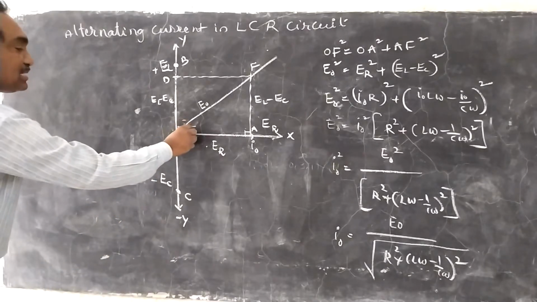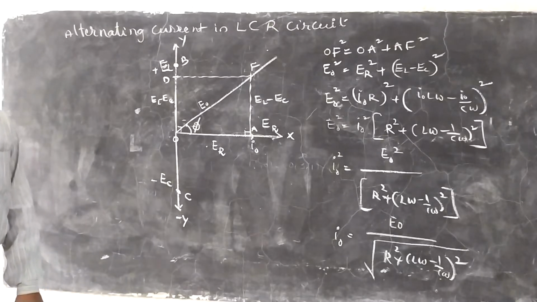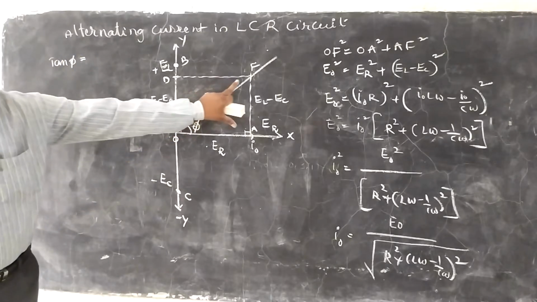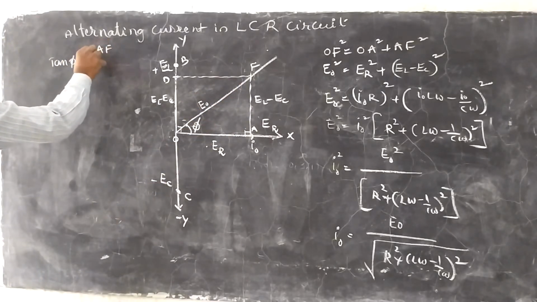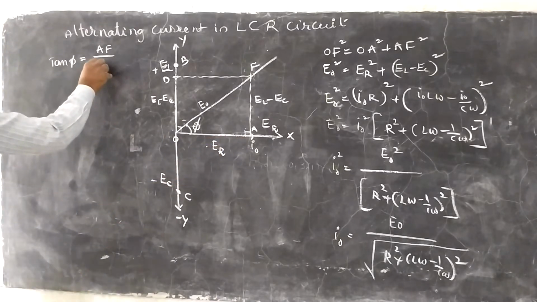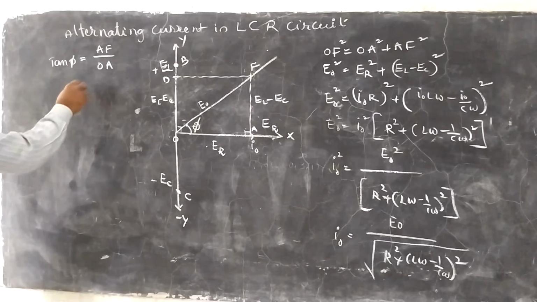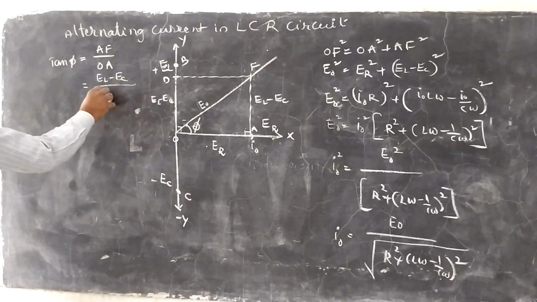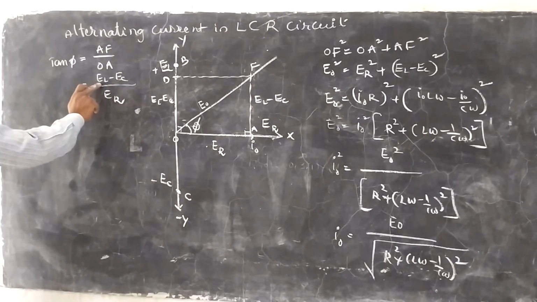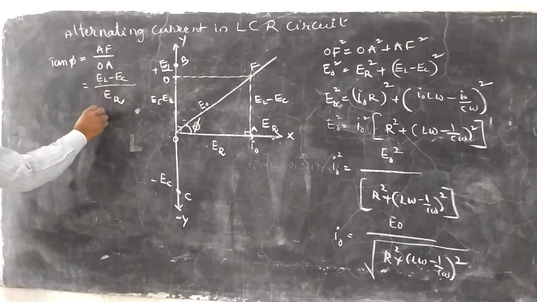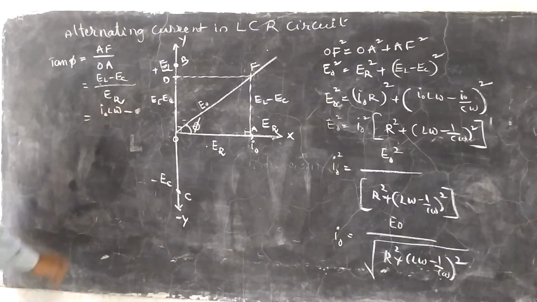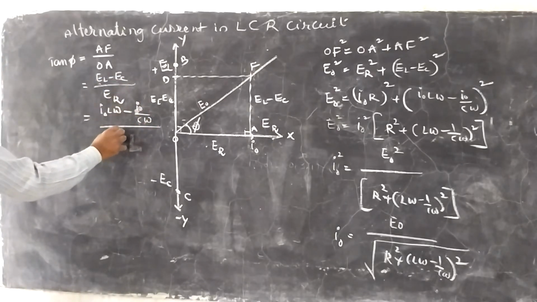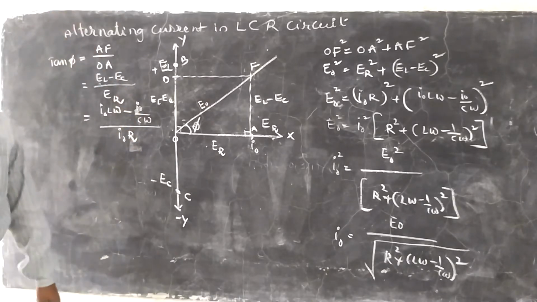So this is the phase difference. From this, tan phi is equal to opposite, that is AF, by adjacent, that is OA. AF is equal to EL minus EC, by OA, which is equal to ER. When we substitute the values of EL, EC and ER, EL is equal to I naught L omega, EC is equal to I naught by C omega, and ER is equal to I naught R.